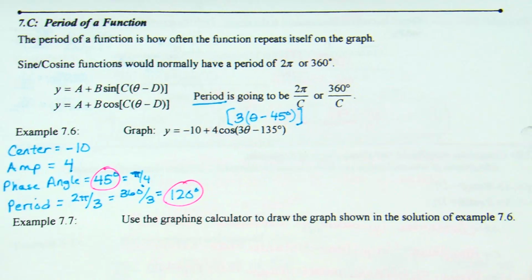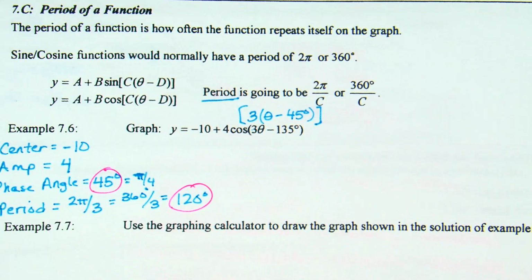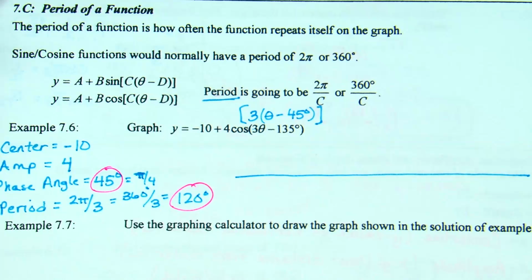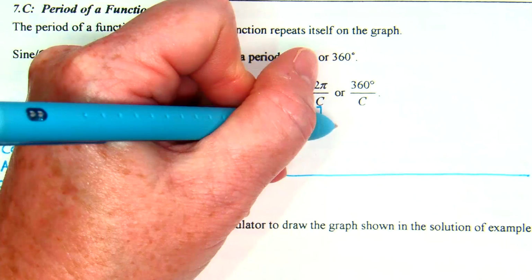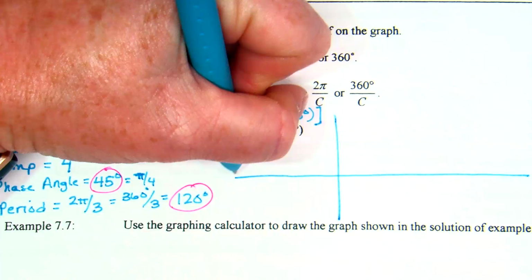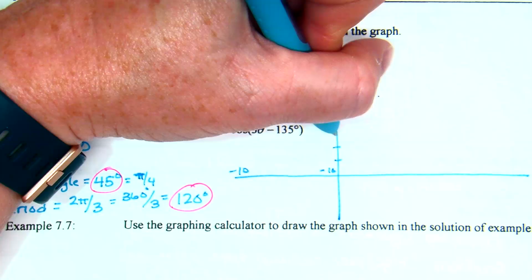So I'm going to go ahead and sketch my graph. Just going to put that over there because I have a little bit bigger amplitude there. But okay, center line, -10. Amplitude of 4, which takes me up to -6 and down to -14.